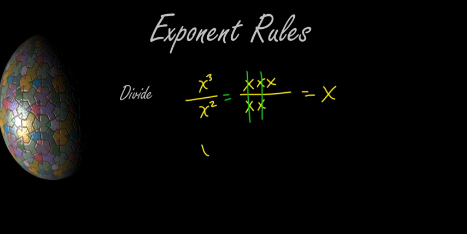And if you do the same problem and you subtract the exponents, it should give you the same base, and all you'd have to do is say 3 minus 2. It still gives you an x to the first power.